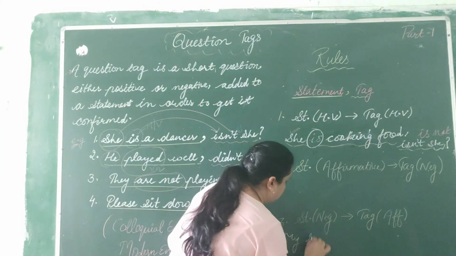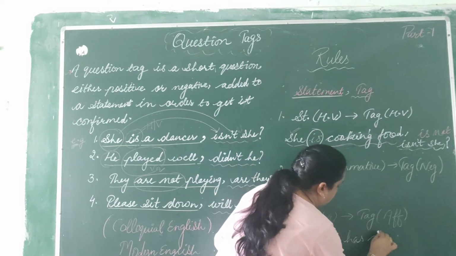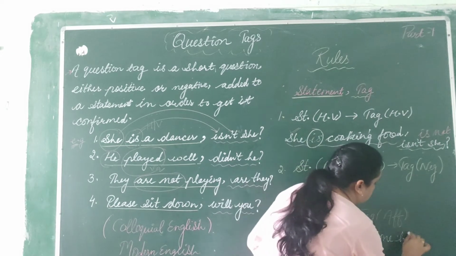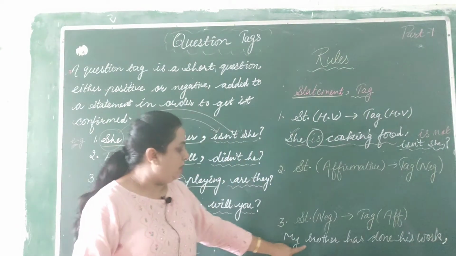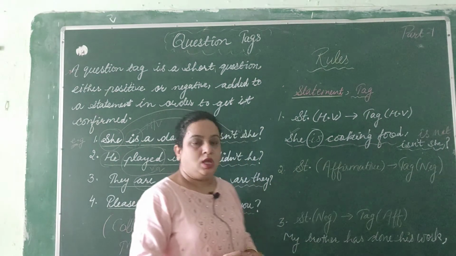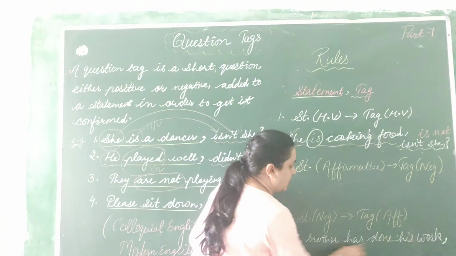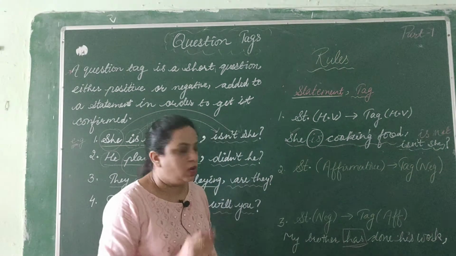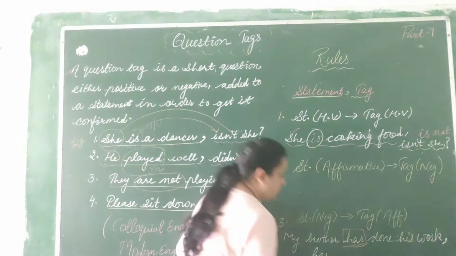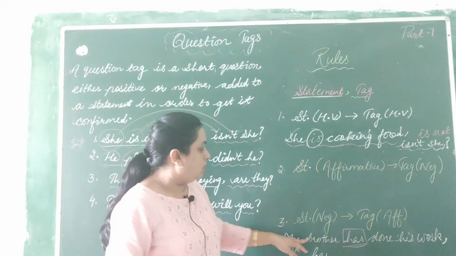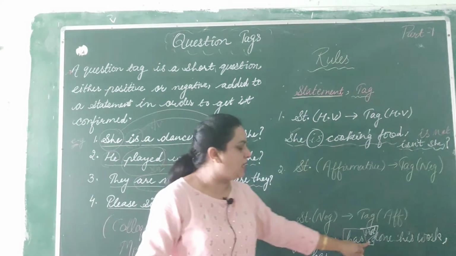My brother has done his work. Okay, so this is the statement given to you. So "has" is what? First of all we have to concentrate on "has", and that "has" is a helping verb here, right? So we will take that helping verb from there and write it down here, "has". Now, for the negative statement we have to do "has not". Now the helping verb here is negative, that is "has not".